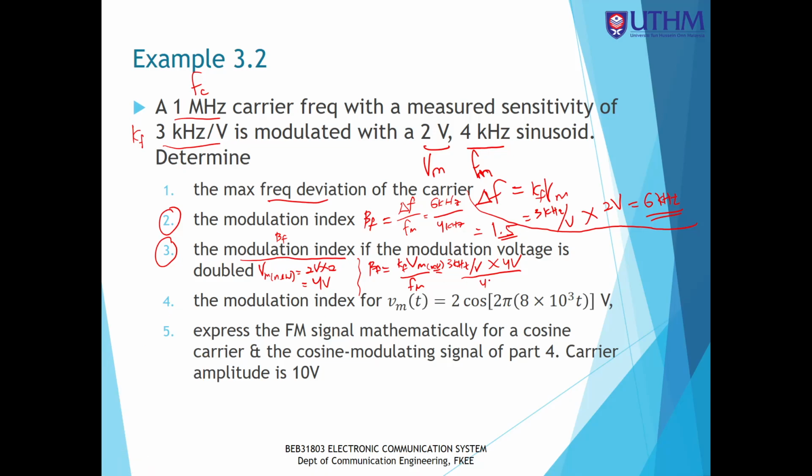Divide with 4 kilohertz. Okay, so you're going to get this equal to 3. That means if you double the modulation voltage, or the input message voltage, beta f will be increased as well. It will be doubled. So we have seen the relationship between Vm and beta f. If Vm is doubled, beta f will also be doubled.